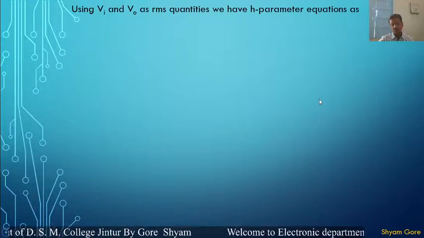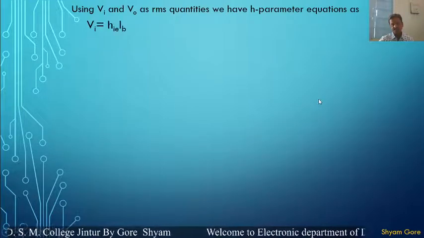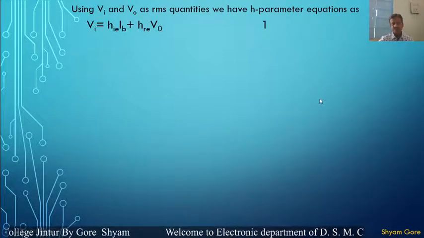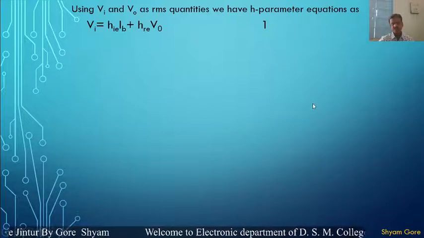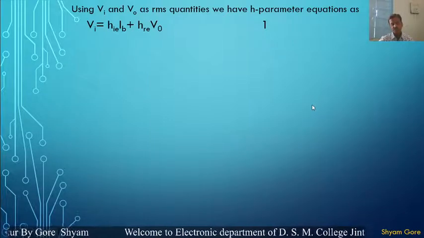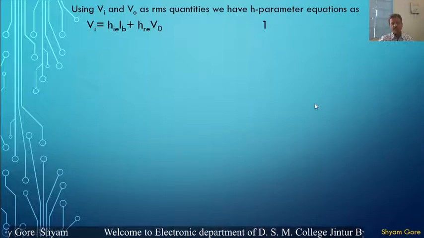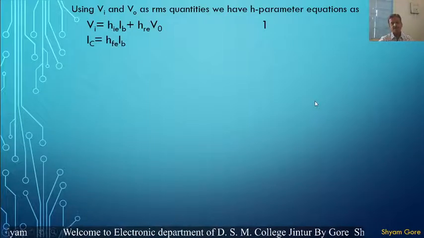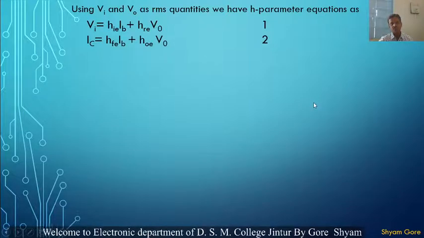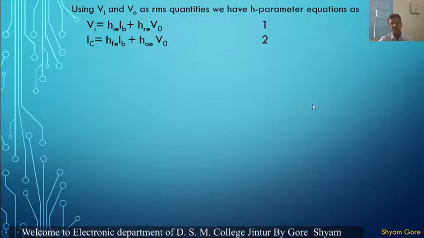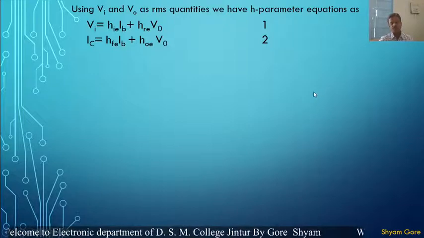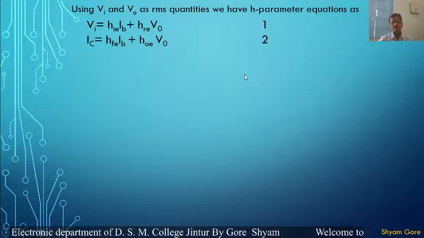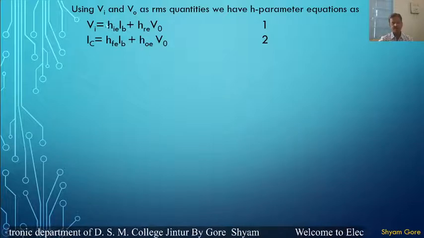We have the two H parameter equations, and these equations are like this. The first equation is the voltage summation equation, that is Vi is equal to Hi into Ib plus Hre into Vo. And the second equation is the summation of the current, and the output current Ic is equal to Hfe into Ib plus Hoe into Vo.